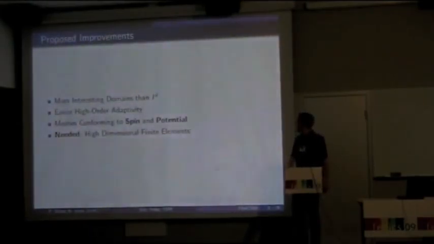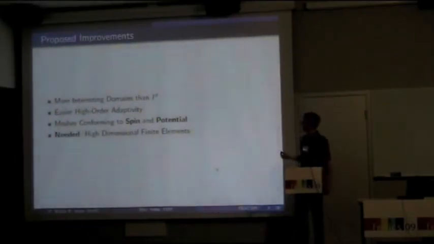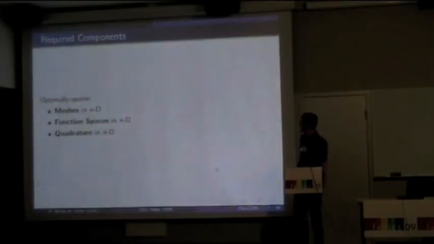So we want to be able to extend finite element methods to do more interesting domains than the hypercube. We want to be able to adapt locally where we need it. And therefore, we started to create the framework for high-dimensional finite elements. So we want sparsity because we don't want to do exponential work. We want sparse meshes, we want sparse function spaces, and we want sparse quadrature.